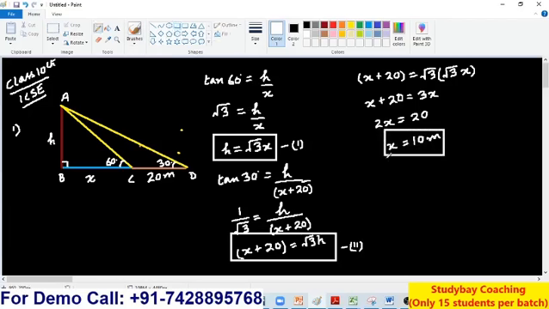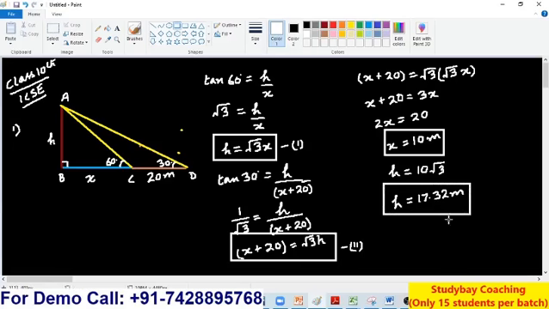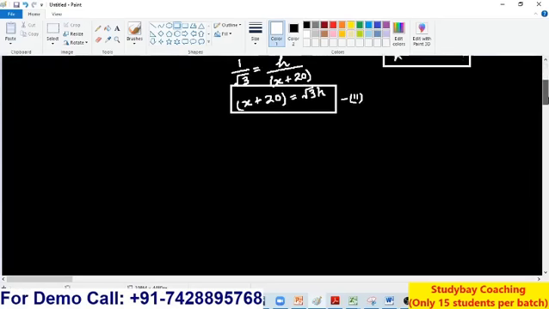Now, height of the tree, as you can see from the first equation, height equals 10 root 3. If you solve it, then h will be equal to 1.732, which is the value of root 3, multiplied by 10, that is 17.32. And that's your final answer. That is, height of the tree is 17.32 meters and the breadth of the river is 10 meters. Moving on to the next question.